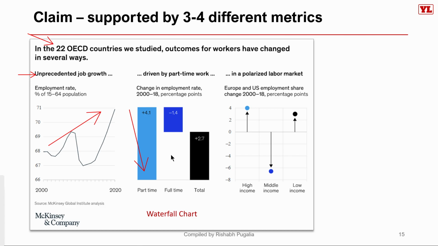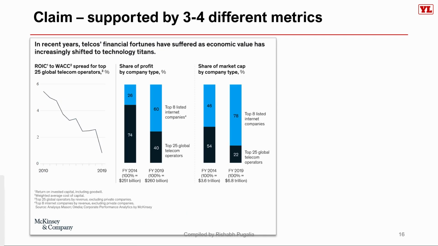And you would see in today's time, gig work and freelance work, that's what's happening in a polarized labor market. So not all income groups are benefiting or getting the same impact. High income, yes. Low income, yes. But middle income, low. So you are trying to use 3 different data points to make a certain claim and make it sound even more convincing. So there are many such examples which I have seen in the McKinsey charts.